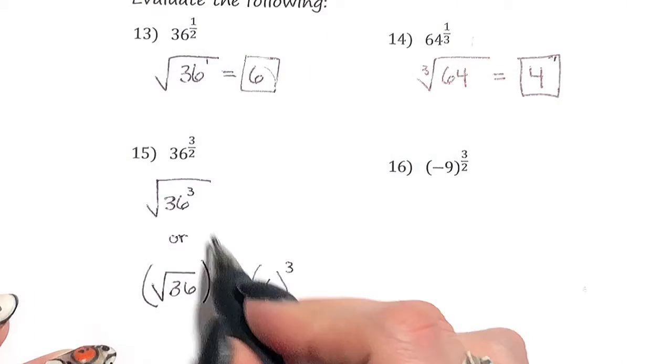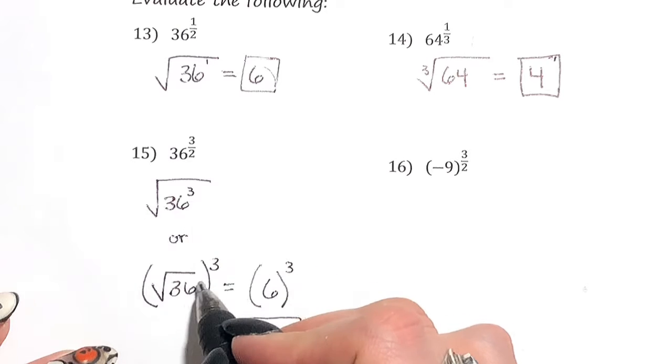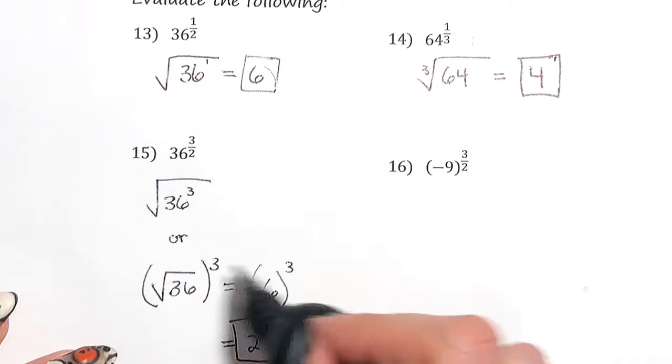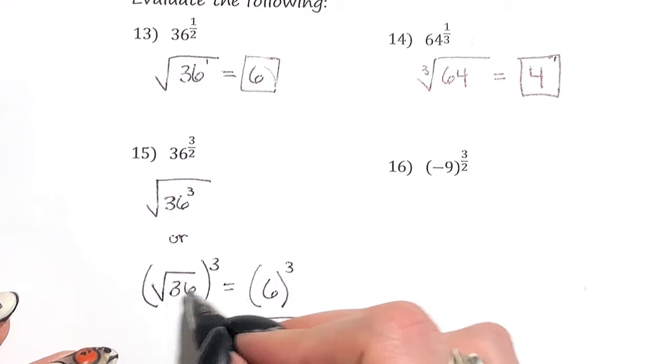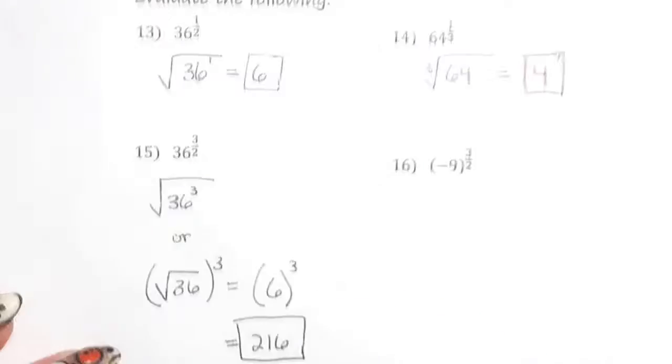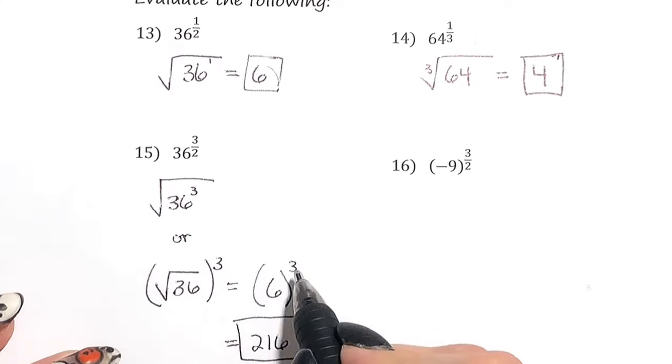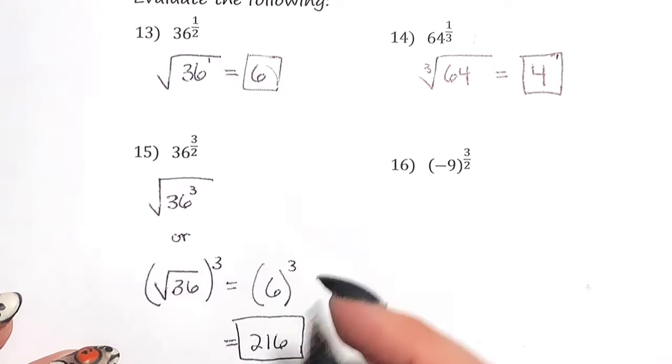So again, sometimes just changing which way you write your power and your root will make the problem a lot easier. So if it's a perfect square and you're doing a square root, do that first before you do the exponent, because that will make your number smaller, which makes the exponent easier to do.